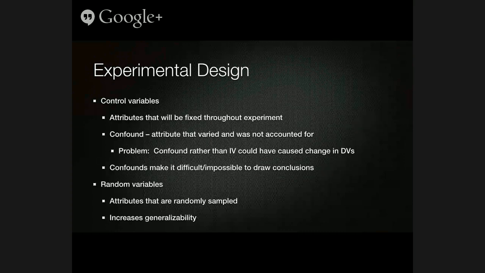And then another way that we control experiments is through what we call random variables. These are attributes that are randomly sampled and tend to increase the generalizability of a study. So what's an example of a random variable? Say I had 2 rooms of you folk, and one of them was going to be my control. We leave it at this temperature. And the other was going to be my experimental group, where I crank up the temperature to 90 degrees. What would be some random variables?